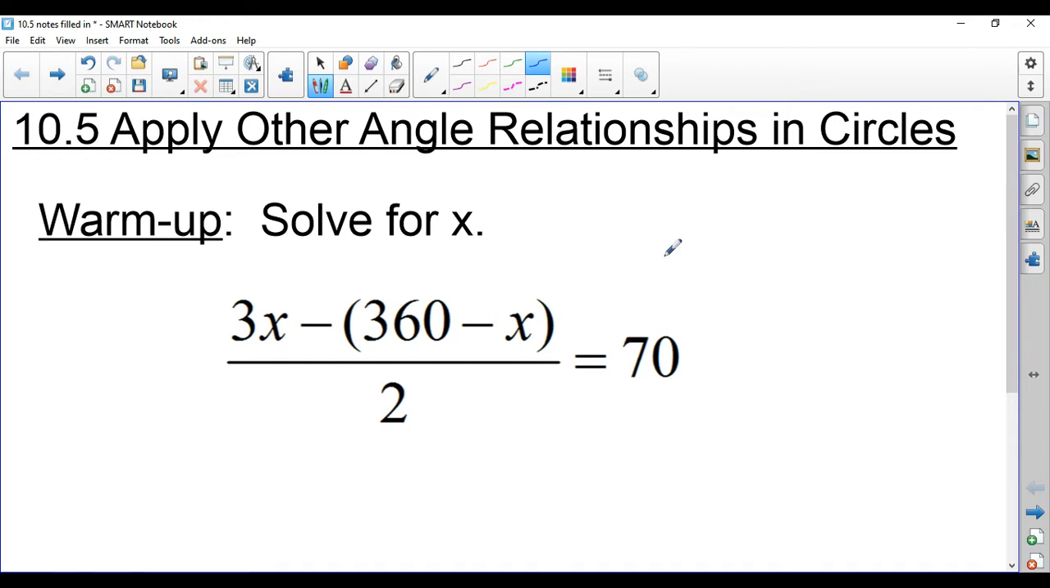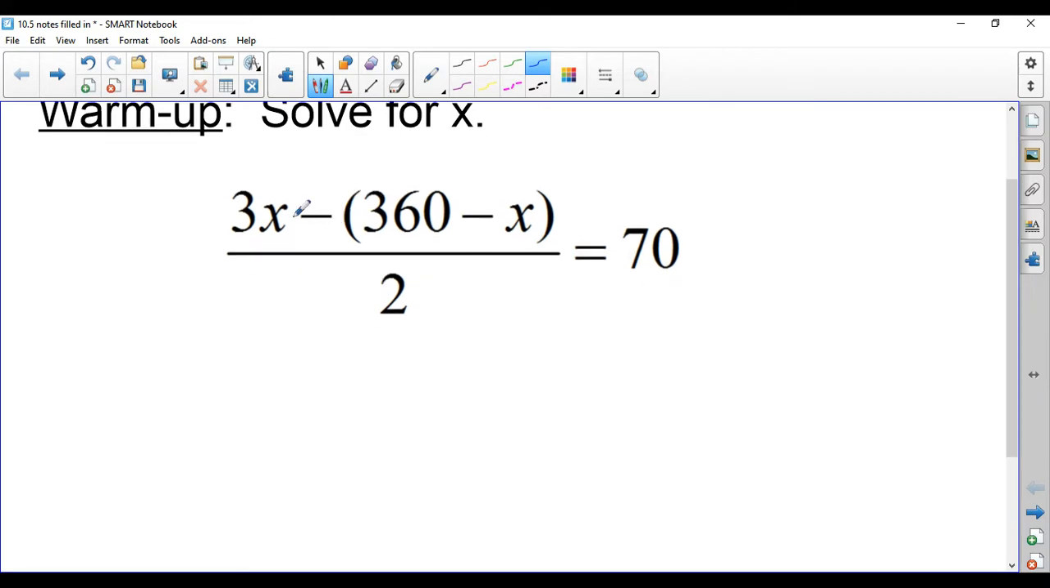In order to do this, I'm going to go through this warm-up because it's important that we can solve an equation that looks like this. I have 3x minus the quantity 360 minus x, all divided by 2 equals 70. I'm going to multiply both sides by 2 to start. So I have 3x minus (360 minus x) equals 140.